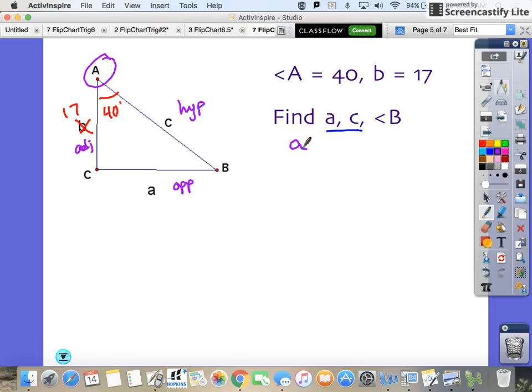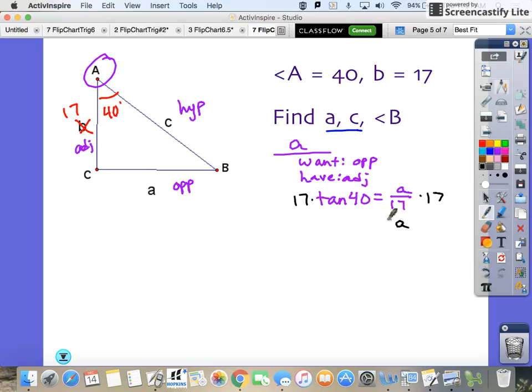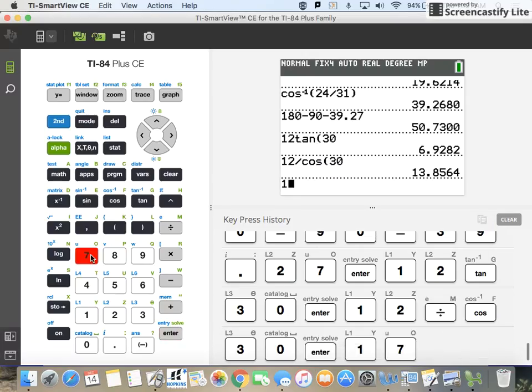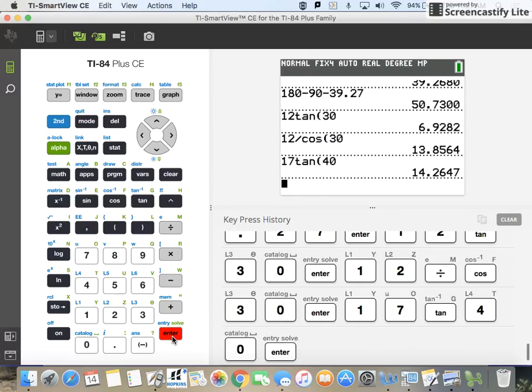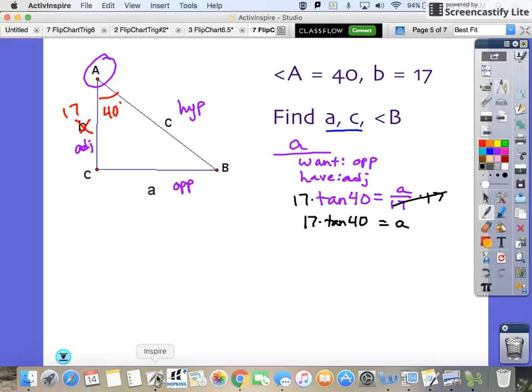If I want to find side A first, that's this one. We have to ask what we want and what we have. We have the adjacent. We want the opposite. Opposite adjacent is tangent. So tangent of 40 is equal to op over adjacent, multiplied by 17 on both sides. So A is equal to 17 times the tangent of 40. 14.26.